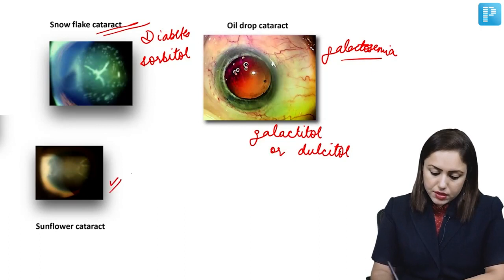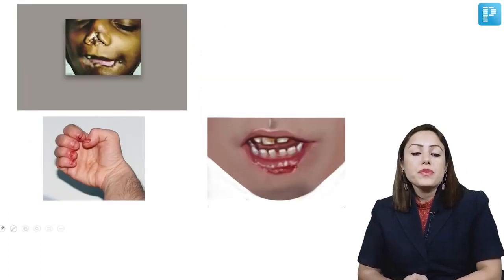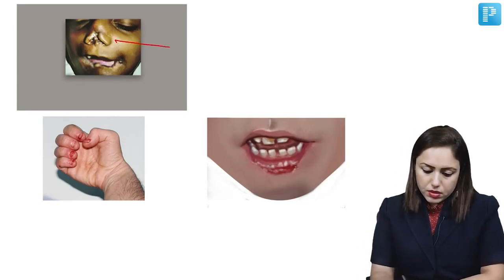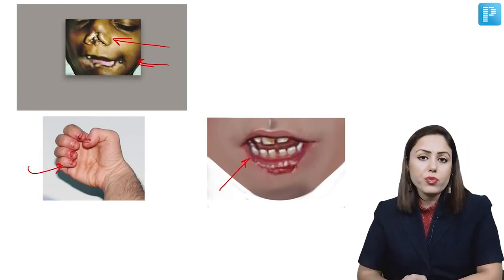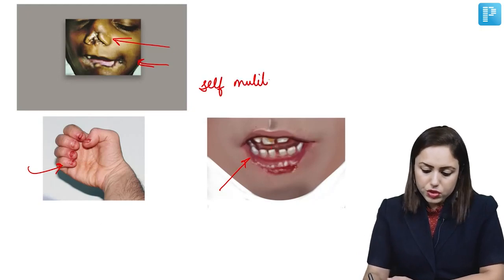Then this is sunflower cataract, which occurs in Wilson's disease. Then see this image. Can you see this? Can you tell what is this? Bleeding from here, bleeding from here. Can you see this is self-mutilation by the patient?